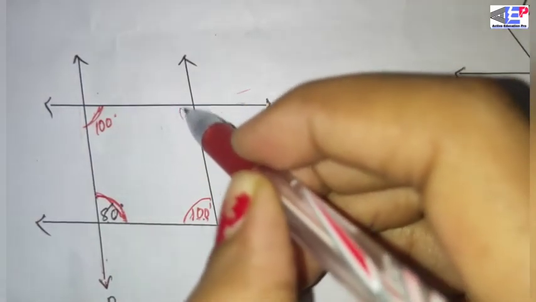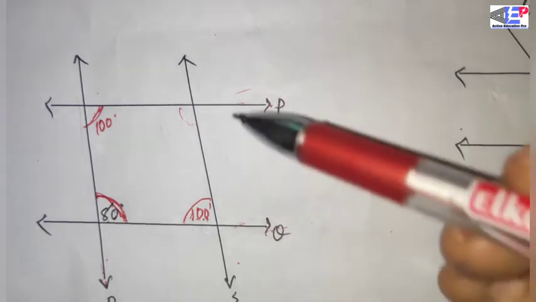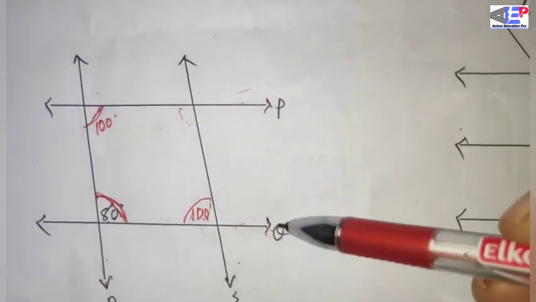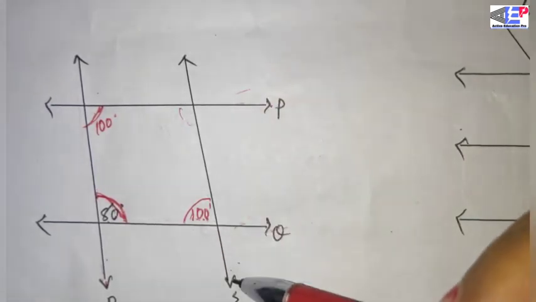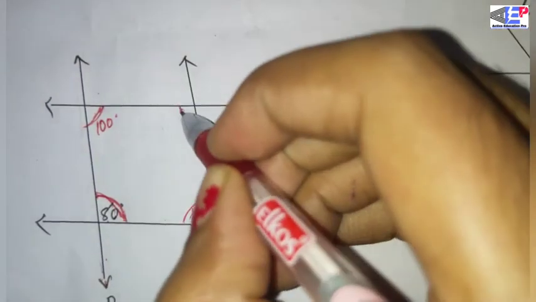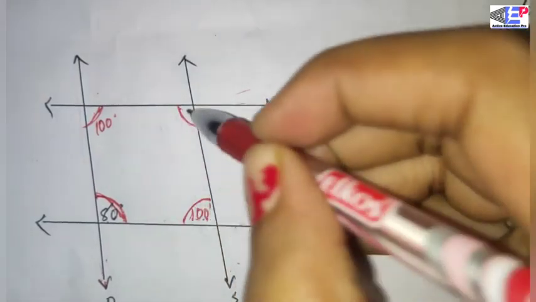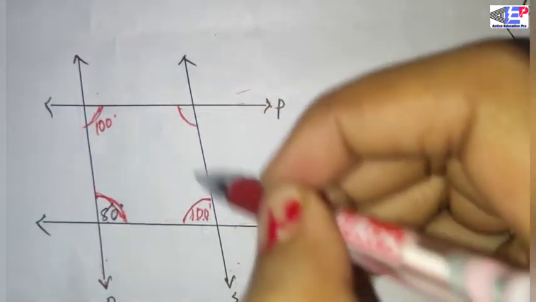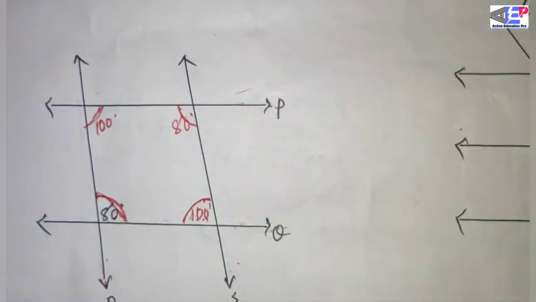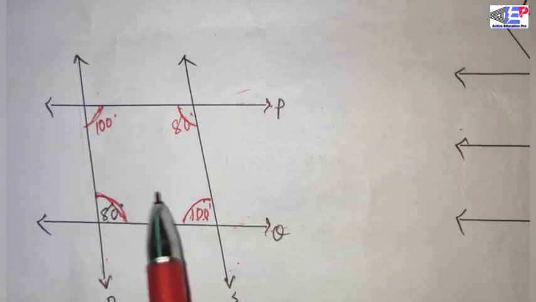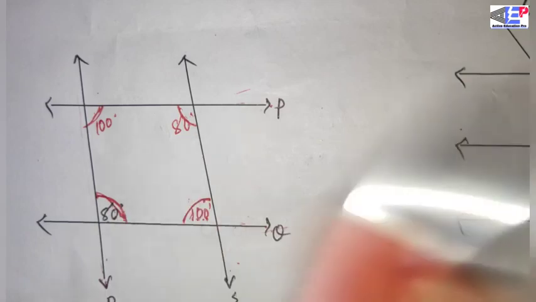Similarly, you can find this angle by showing P parallel to Q and S is the transversal, where this angle and this angle are same side interior angles and their sum is 180 degrees. So of course it is 80 degrees. Okay, finally find all four interior angles of this quadrilateral. Otherwise, you know, opposite sides are parallel means it is a parallelogram, and opposite angles are equal: 100, 100, 80, 80.